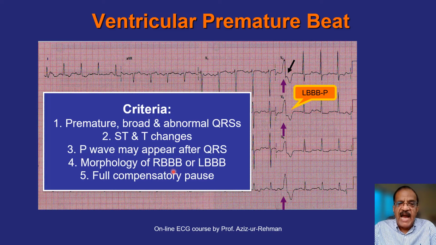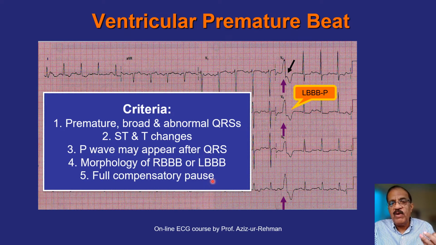The morphology is of right bundle branch block or left bundle branch block, depending upon where the ectopic focus is. Now, in this case, since this is a left bundle branch block pattern, the ectopic focus may be in the right ventricle. Why should it matter? Because right ventricular ectopics are of lesser seriousness than left ventricular ectopics. Then there is a full compensatory pause.